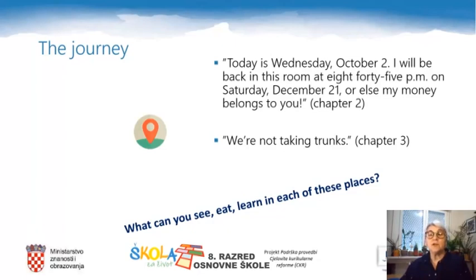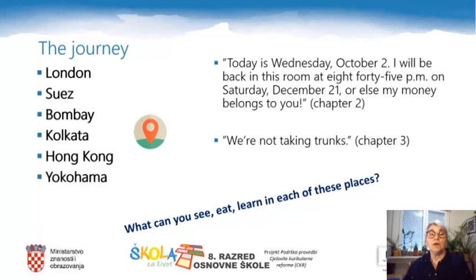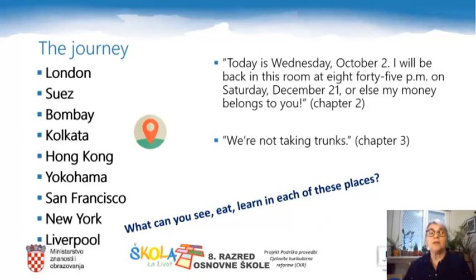Before I tell you where they go first, you will think about 3 things now. What could they, and what can you, see, eat, and learn in each of the places that they visit? They go from London to Egypt, Suez, then to Bombay, Kolkata, Hong Kong, Yokohama, San Francisco, New York, Liverpool, and then back to London.